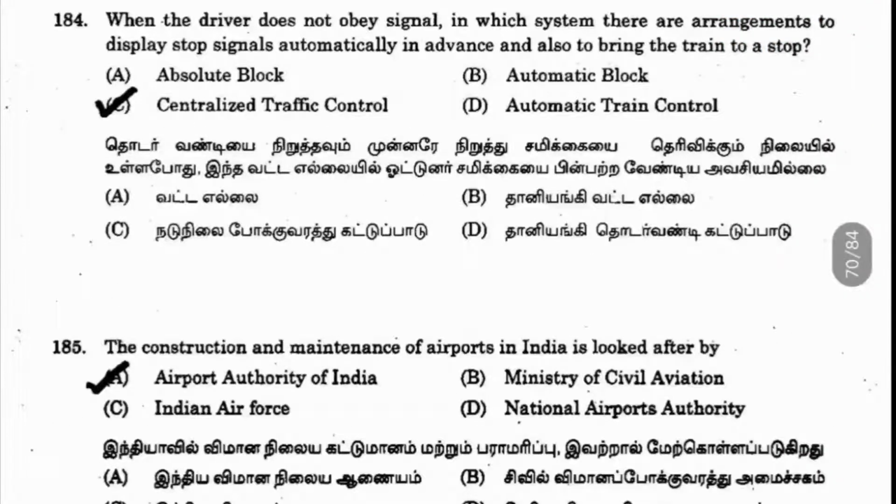184. When the driver does not obey signal, in which system are there arrangements to display stop signals automatically in advance and also to bring the train to a stop? Okay, so it is centralized traffic control. So where the centralized options will be there to control the vehicle there.